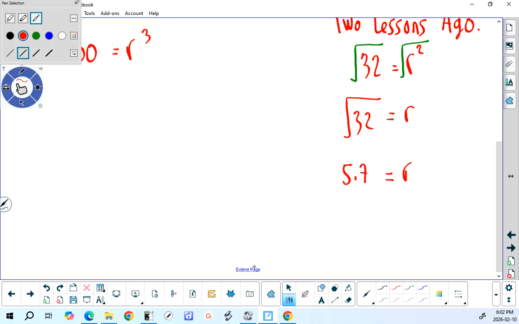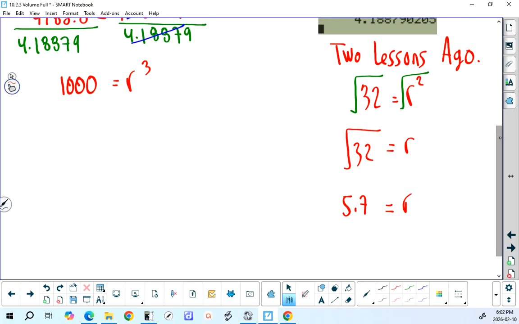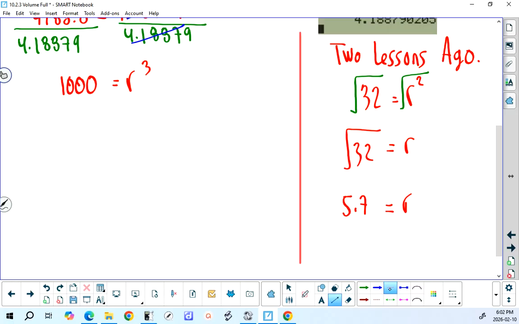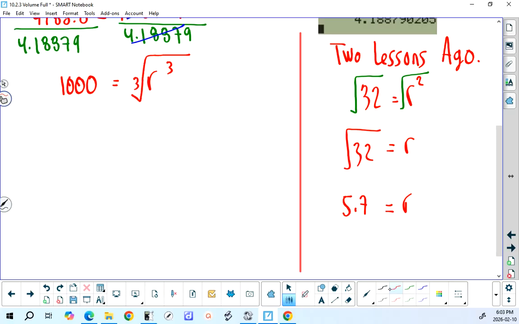Now, why am I going back to something that is not what we're doing today? The reason is it's very similar to what we're doing today. Today, we have r cubed equals a number, and what that means is we don't take the square root, we take the cube root.